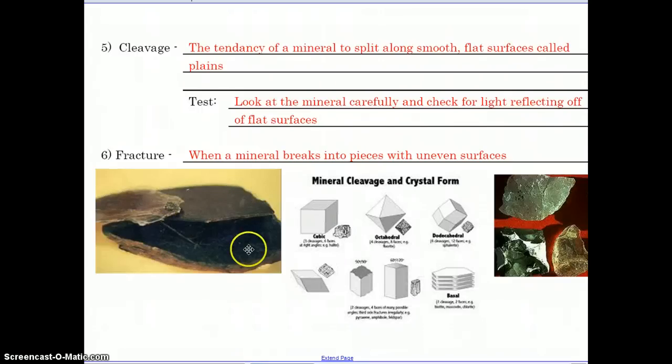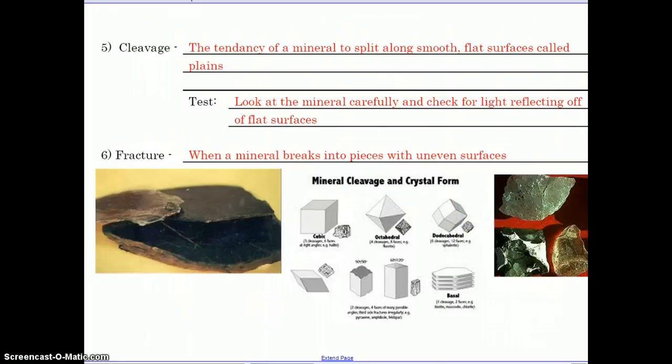Fracture is when a mineral breaks along uneven surfaces, and this piece of quartz right here shows that it's all uneven. There are no nice flat surfaces like this mica. All of these minerals that fracture leave these uneven surfaces, and cleavage is easy to see as long as you aren't looking at crystal form, and that can be a little bit tricky. So when you're trying to identify minerals, you may just ask me, is this crystal form, is this cleavage, and I can help clarify that for you.